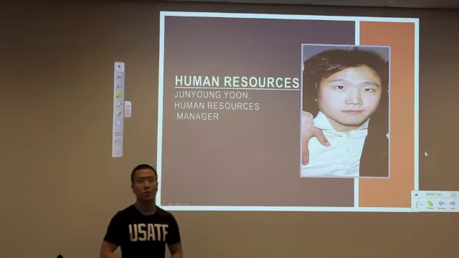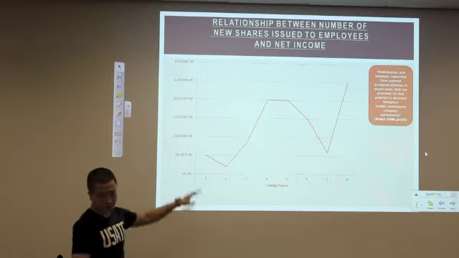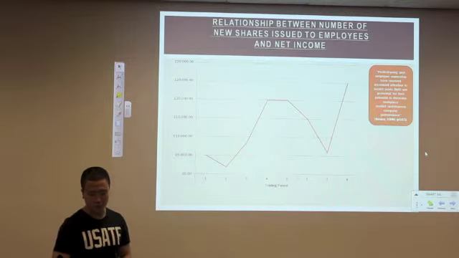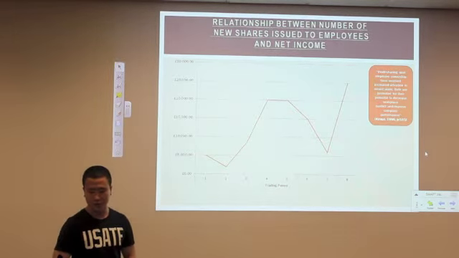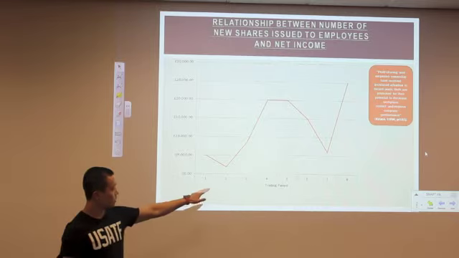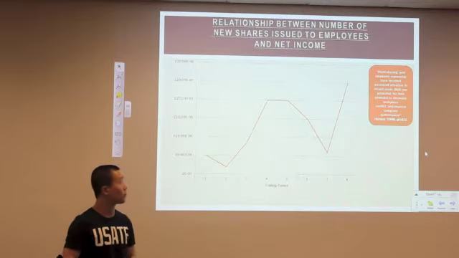Hi, this is Hugh from the Human Resources Department. This line represents the amount of new shares issued to employees per period. We decided to issue more shares because our research found that employee ownership can improve company performance. From period 5 to 7, we issued fewer shares to employees because we did not want to lose our control.